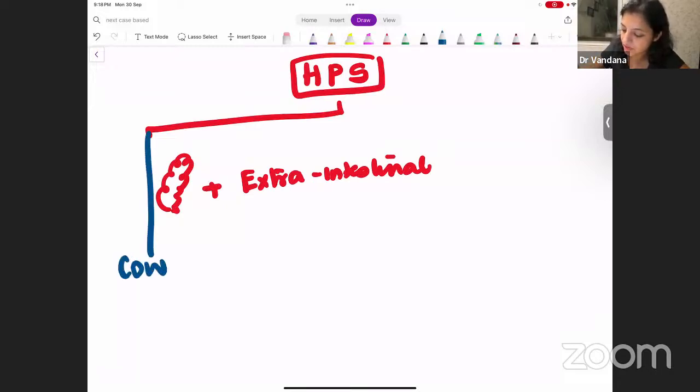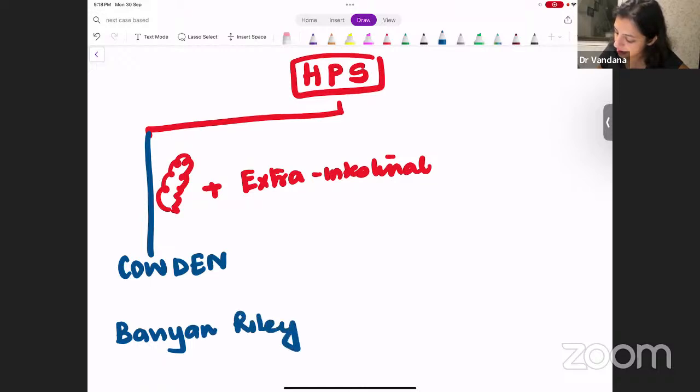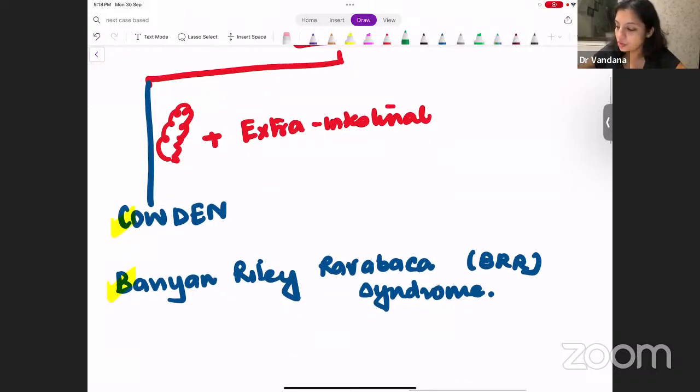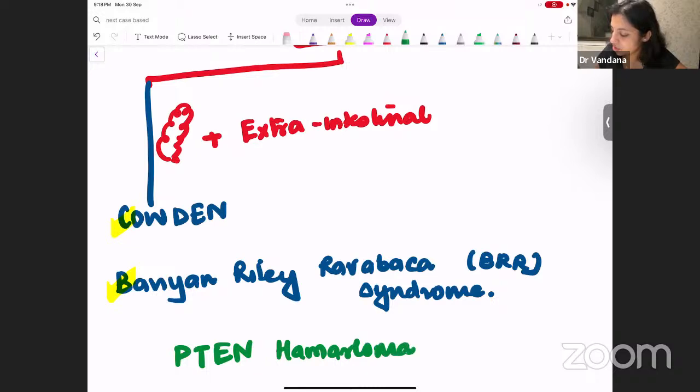So first one that we have is called Cowden syndrome, and Bannayan-Riley-Ruvalcaba syndrome. Okay, very popularly called BRR syndrome. This is a very popular syndrome, and usually we don't study it much. But what is the recent update is that both these syndromes, Cowden and Bannayan-Riley, belong to the PTEN family. Both of them have mutation of PTEN. So they are called PTEN hamartoma syndromes.